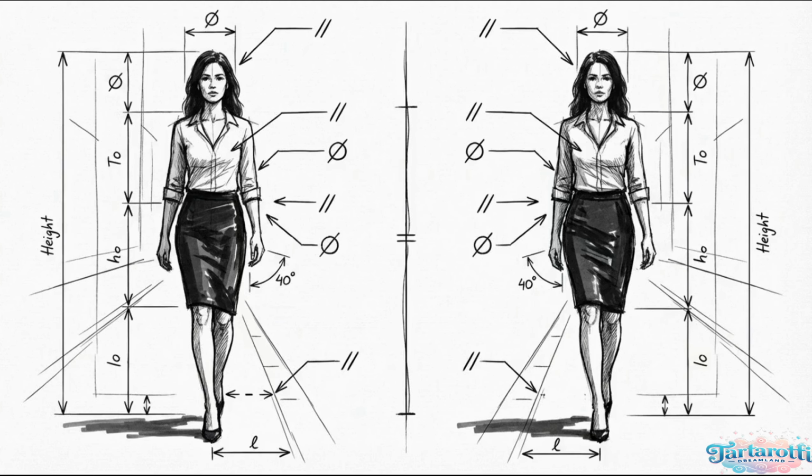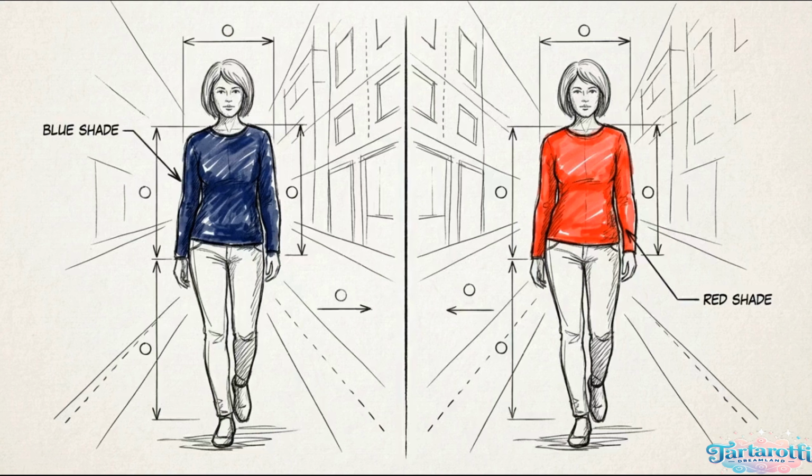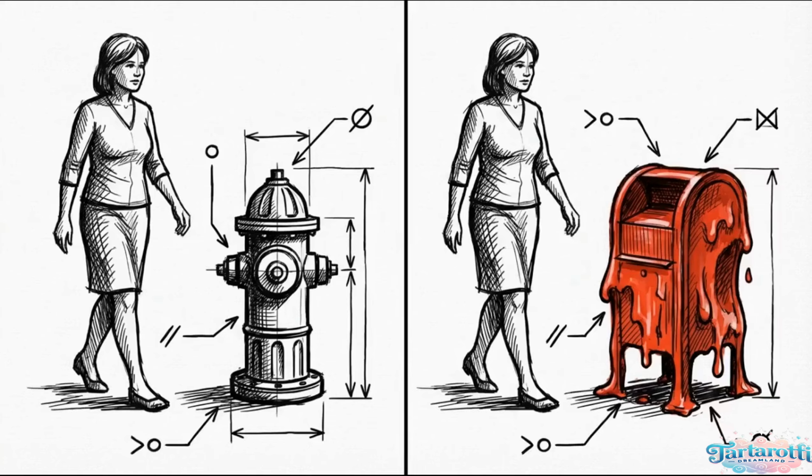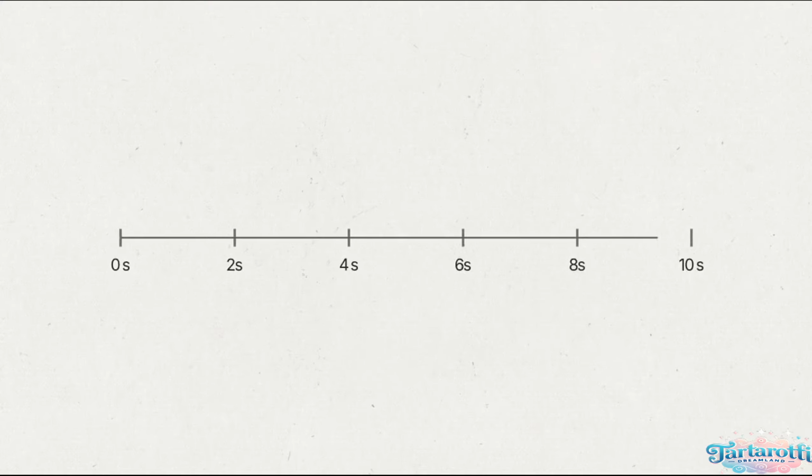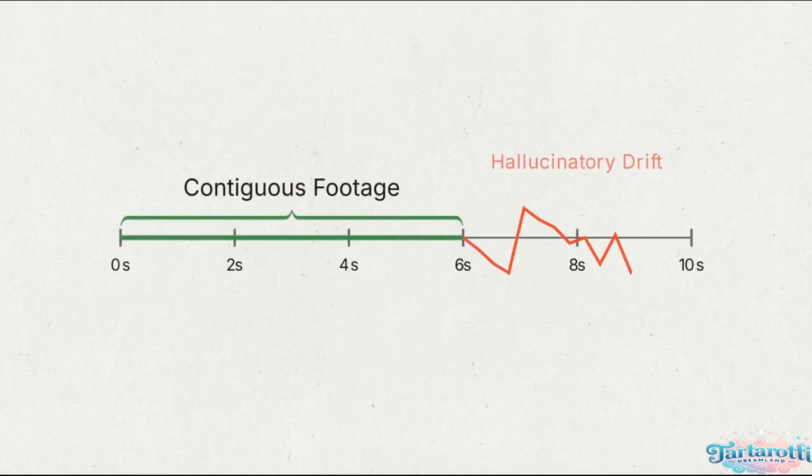Even with strict parameters, the visual details drift. Within a few frames, a character's shirt changes color. Objects in the background shrink or completely hallucinate into different shapes. Current text-to-video generators hit a quantitative limit quickly. They can only output 2 to 6 seconds of accurate, contiguous footage.